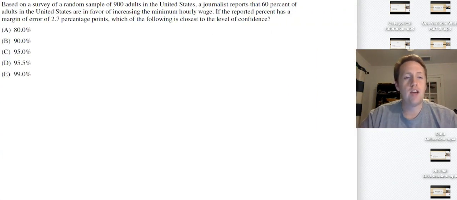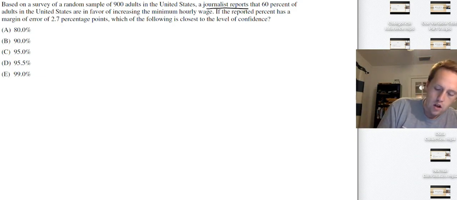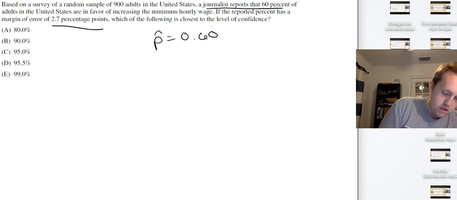Based on a survey of a random sample of 900 adults in the United States, a journalist reports that 60% of adults in the United States are in favor of increasing the minimum hourly wage. If the reported percent has a margin of error of 2.7 percentage points, which of the following is closest to the level of confidence? All right, so this right here, that's p hat. This is our margin of error.